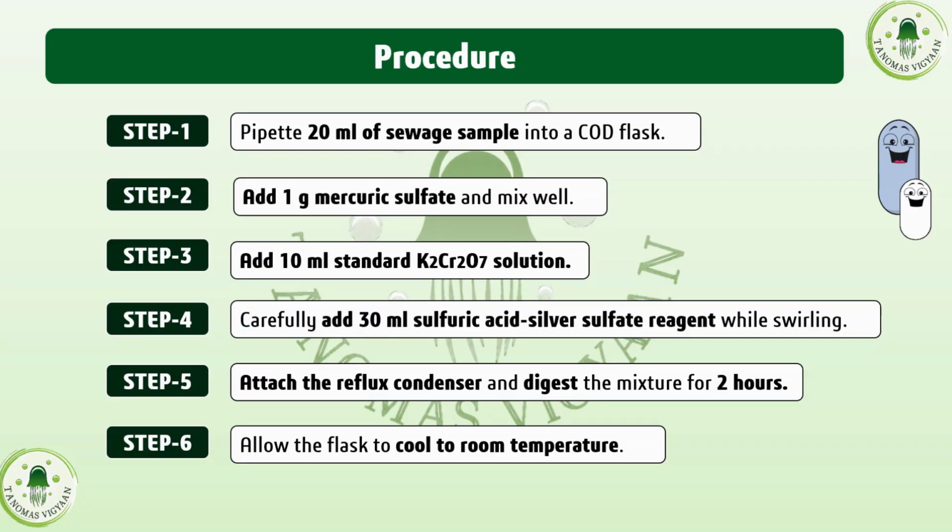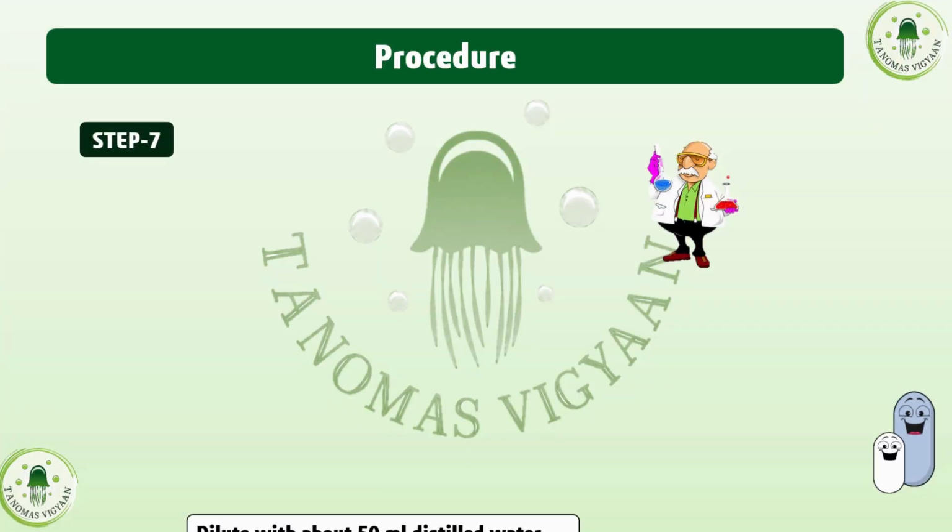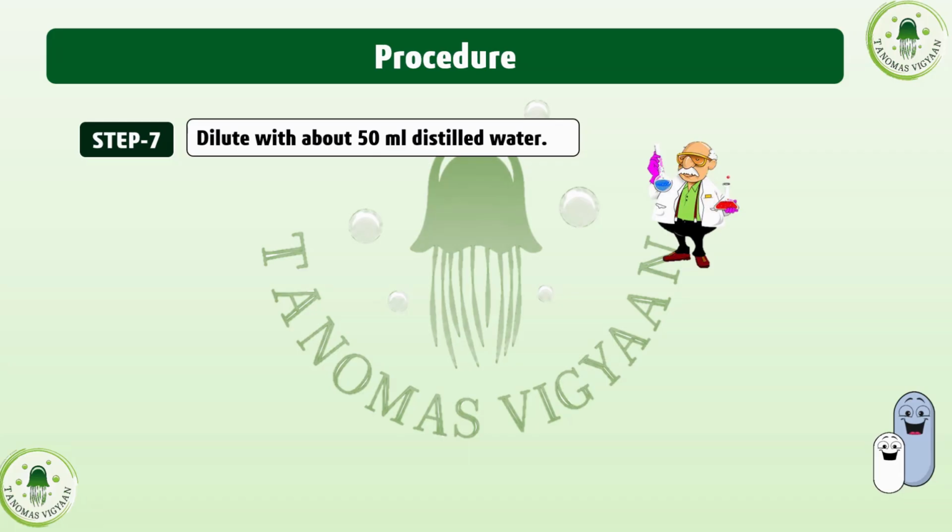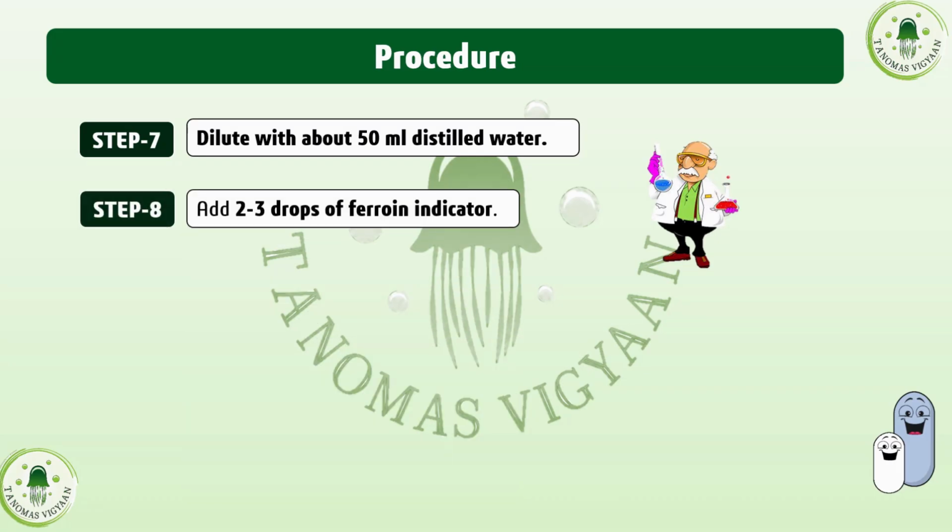In step 6, after 2 hours you take out the flask and allow it to cool to room temperature. In step 7, you have to dilute your sample with distilled water. For titration purpose you add 50 ml distilled water to it. Then you add 2 to 3 drops of ferroin indicator. Normally 2 drops is enough.